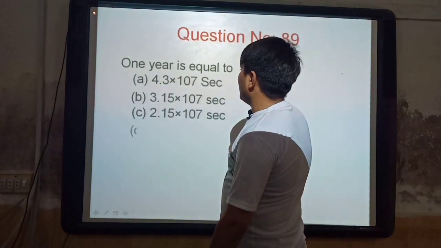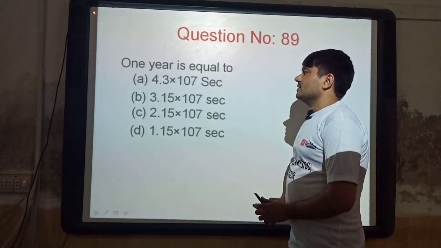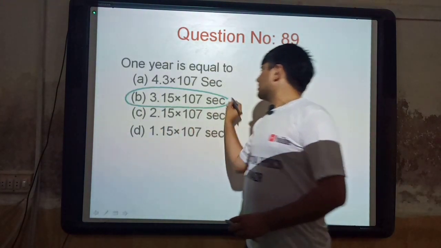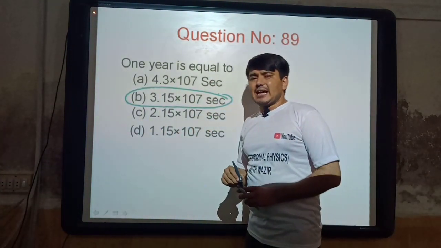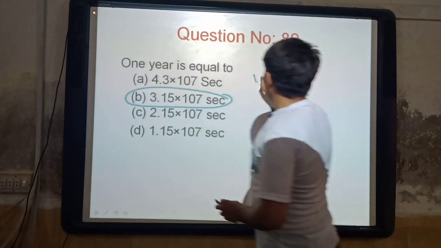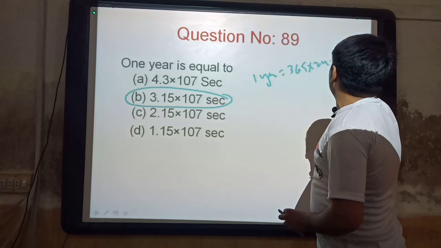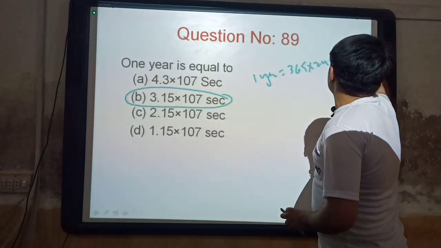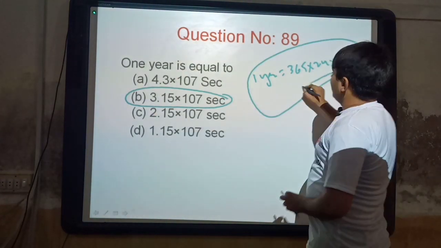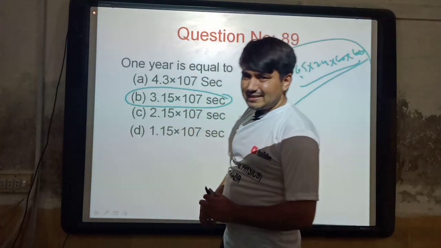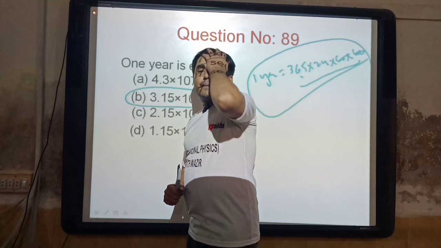1 year is equal to 3.15 into 10 to the power 7 second. 1 year is equal to 365 into 24 into 60 into 60. It's a multiplication giving the answer 3.15 into 10 to the power 7 second.